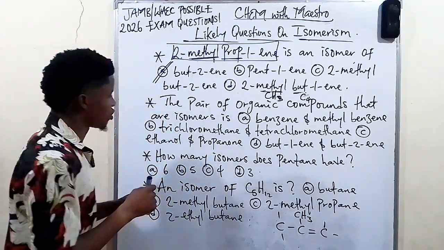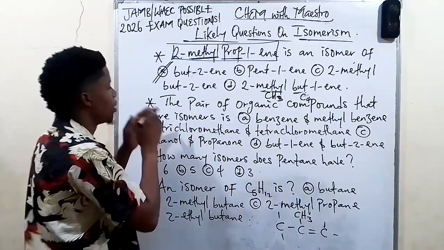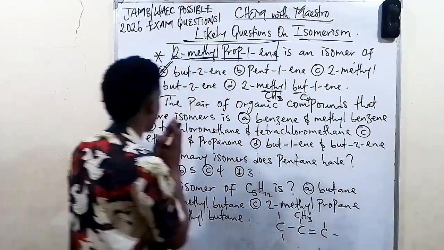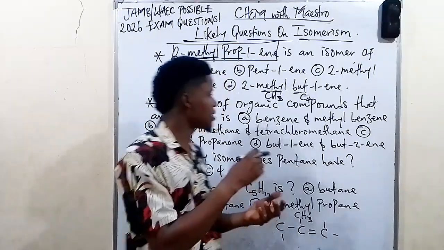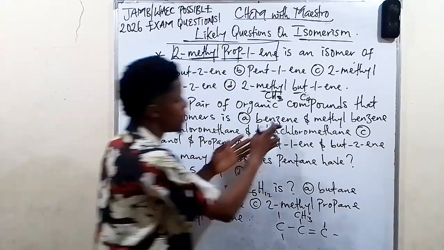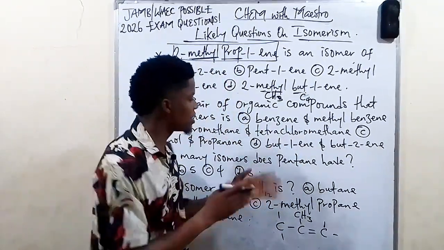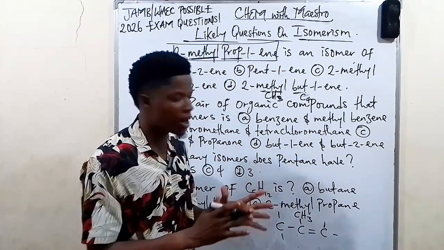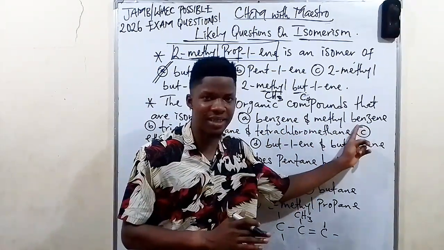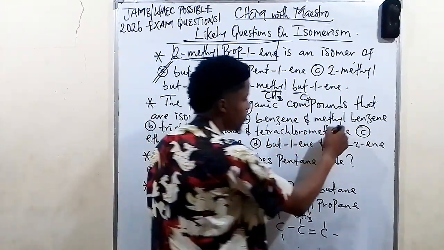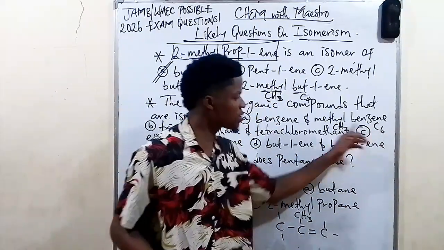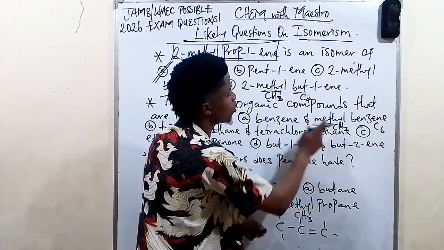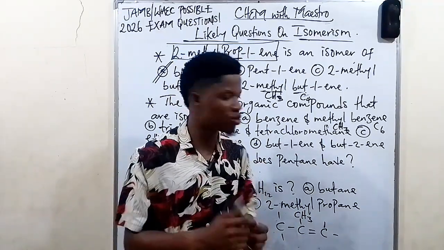Now look at the next question. The same shortcuts. The pair of organic compounds that are isomers is... A, benzene and methylbenzene. Benzene has 6 carbon atoms. Methylbenzene has methyl, CH3, plus benzene that has 6. So 6 plus 1, 7. So these two can never be isomers.